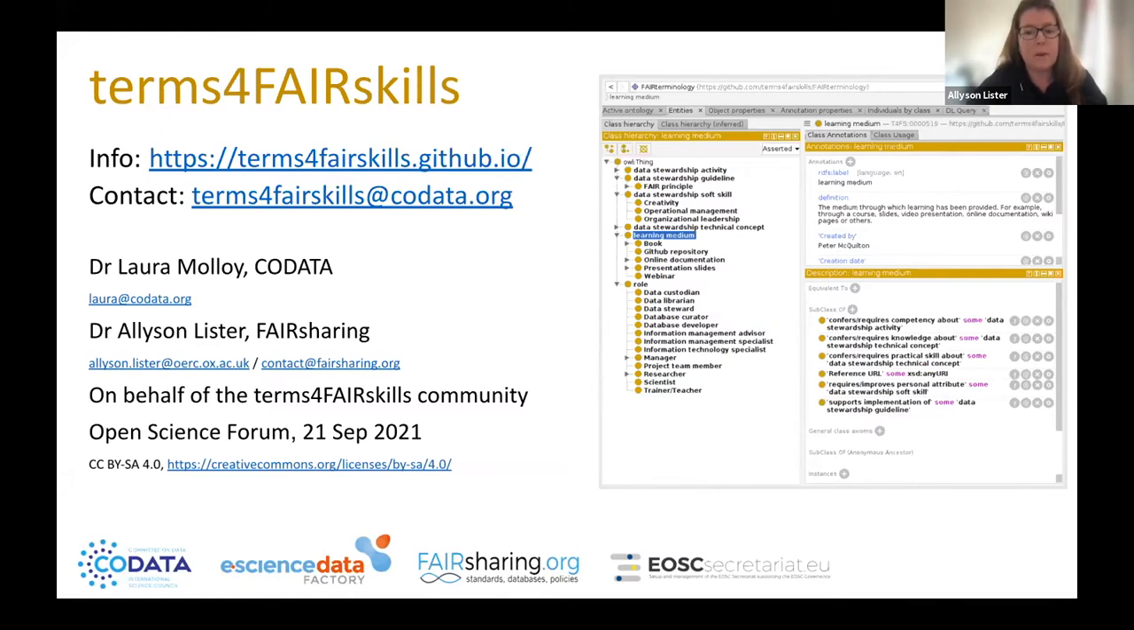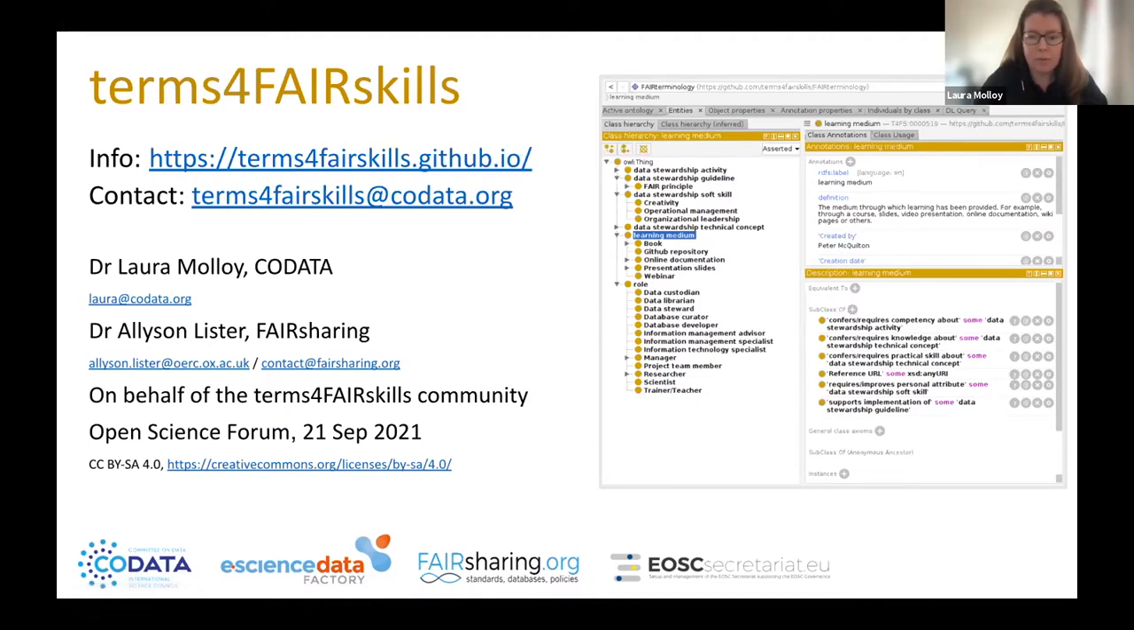Terms of Fair Skills is a terminology to describe the skills of making and keeping data fair. And I think one of the most important things to say is that it's a highly collaborative project. We've been working together with a wide range of partners since January 2019. You can check out the details of the partners through the info link at the top of the slide, termsforfairskills.github.io. And Celia, who is here today, will be speaking about the important Elixir implementation in a few minutes' time. So Alison and I are speaking today on behalf of the Terms of Fair Skills community. And you can access and examine the Terms of Fair Skills terminology via the link as well.